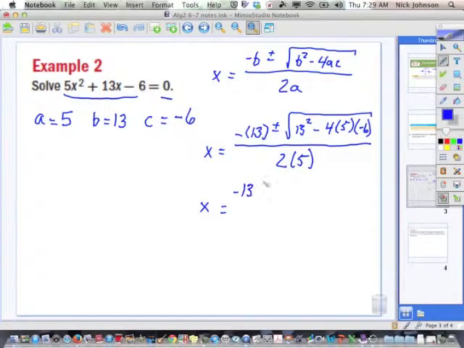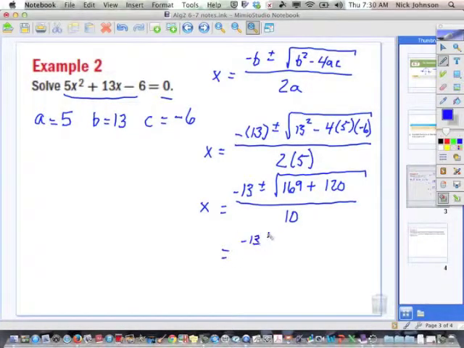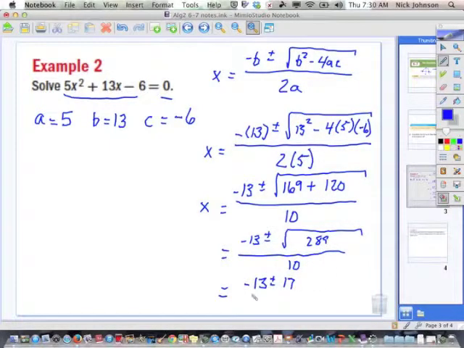Negative 13 plus or minus, and I'm going to work under this square root sign. 13 squared is 169, minus 4 times 5 is 20, times 6. So you've got a negative times a positive times a negative, so we know it's going to be plus, right? 20 times 6 is 120, and all this is divided by 2 times 5, which is 10. So under my radical, 169 plus 120 is 289. We should know that the square root of 289 is 17. So negative 13 plus or minus 17, all divided by 10.